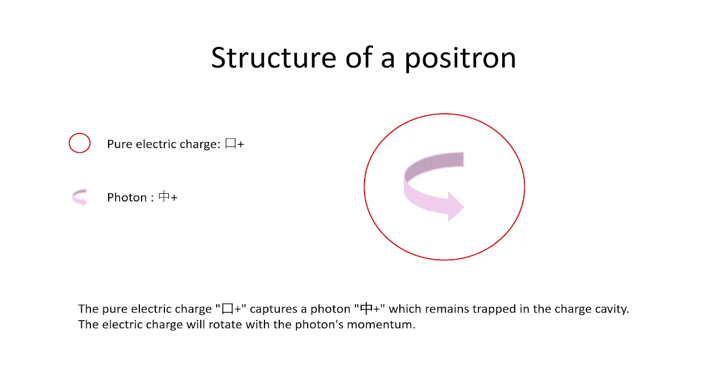It is similar for the positron. The pure electric charge co plus captures a photon zhong plus, which remains trapped in the charge cavity. The electric charge will rotate with the photon's momentum.